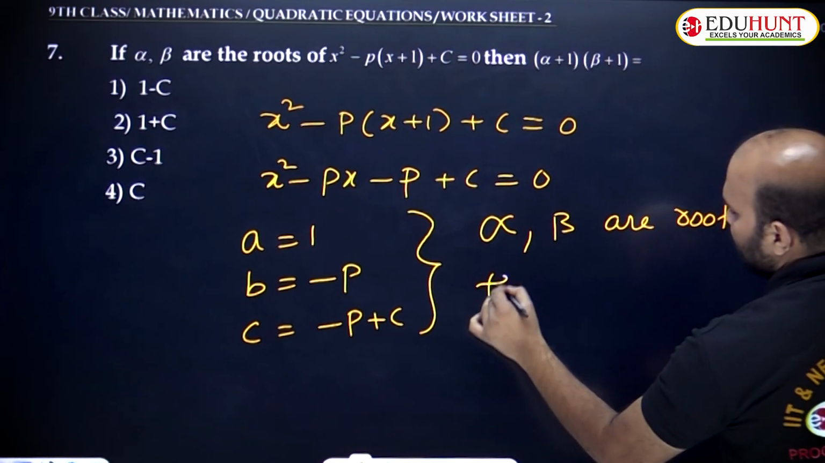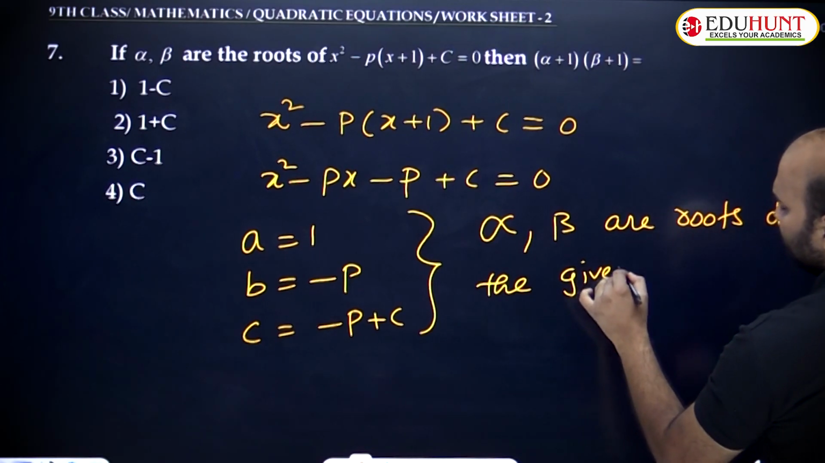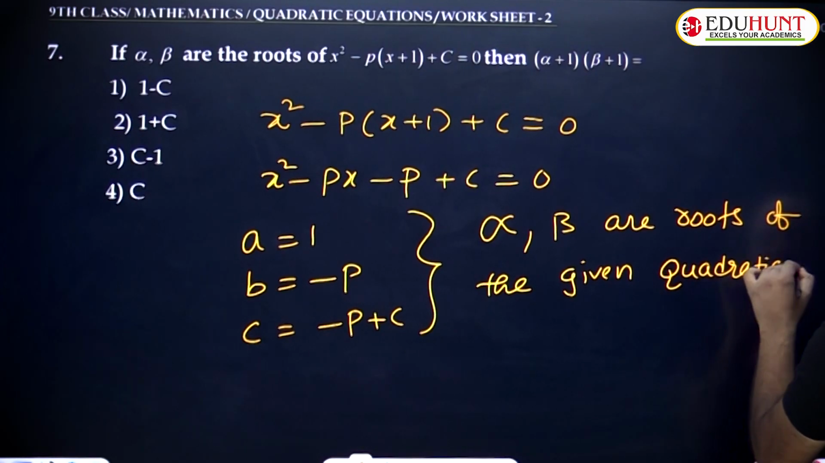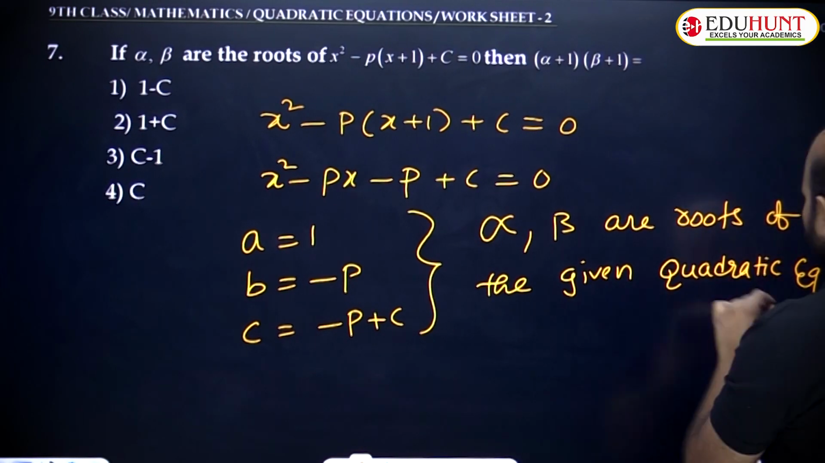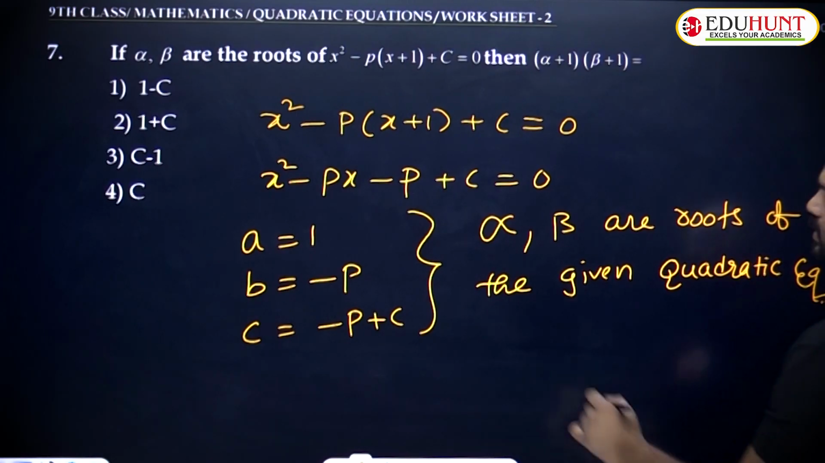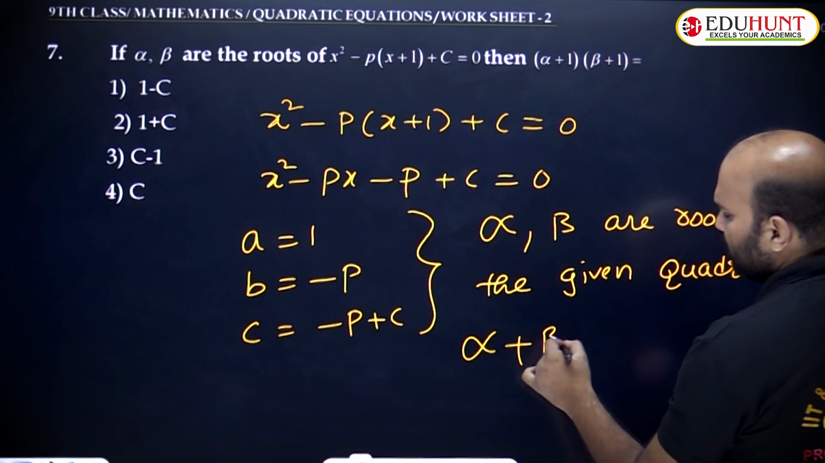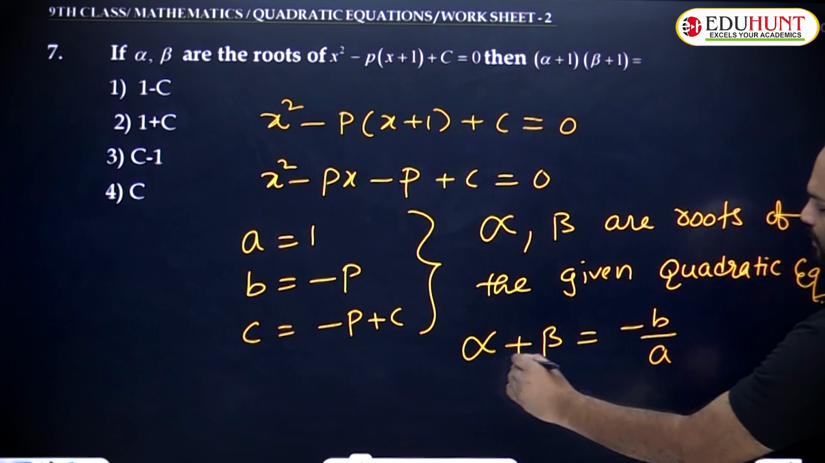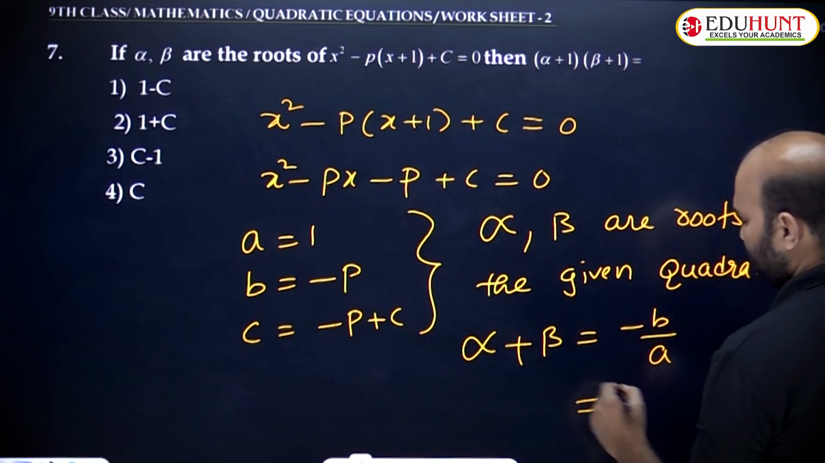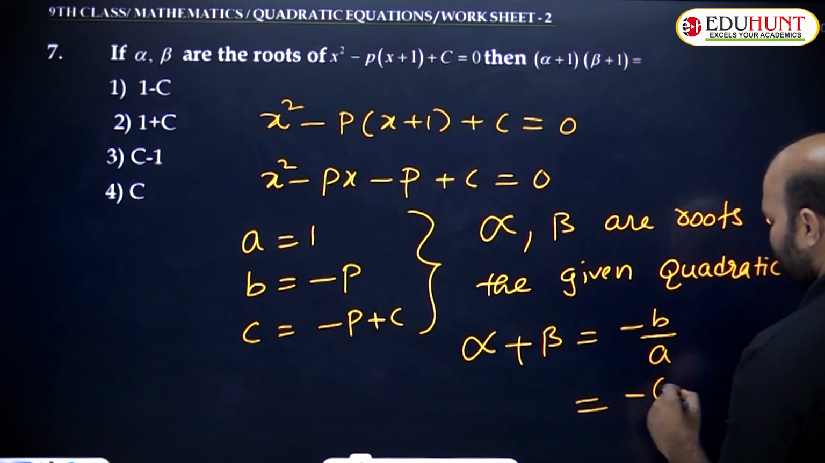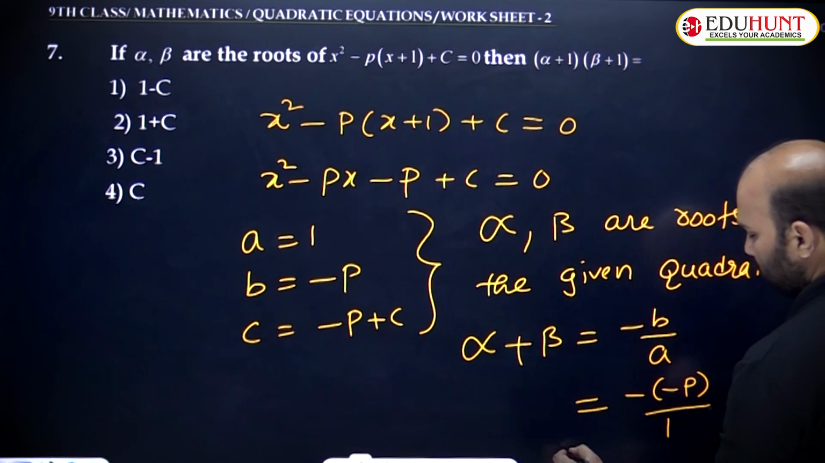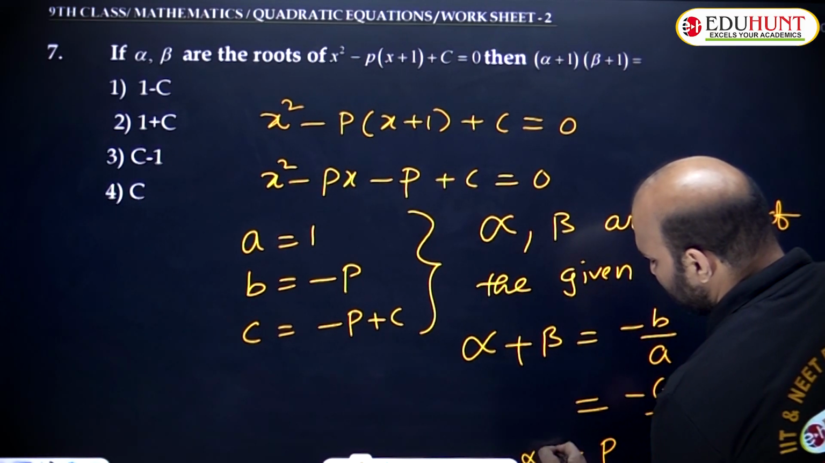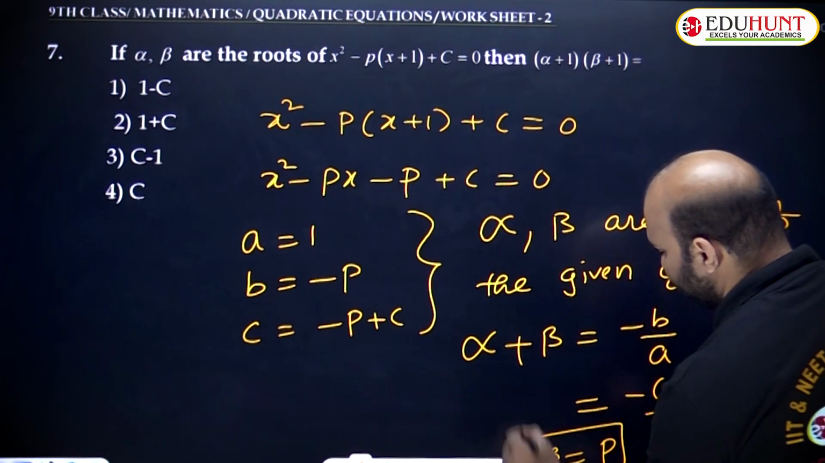Here clearly we need to understand alpha, beta are roots of the given quadratic equation. Am I clear? The sum of the roots, alpha plus beta, we need to find: formula minus b by a. Minus into what is the b value? Minus p, by a value 1. So minus into minus p. So alpha plus beta equals p.